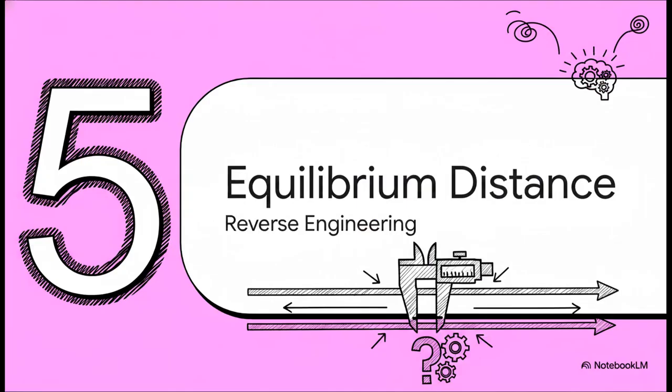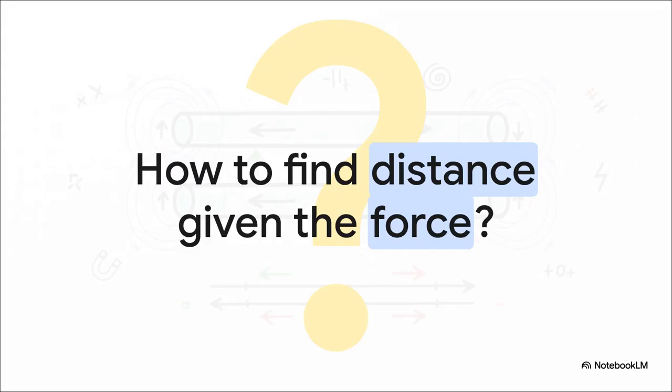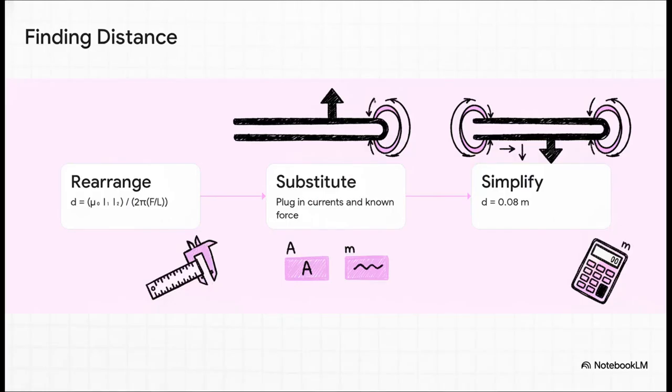Section 5, finding equilibrium distance. So what if we flip the whole scenario on its head? What's genuinely cool about this formula is its algebraic flexibility. If we already know the exact force the wires are pushing or pulling with, we can totally reverse engineer the math to figure out exactly how far apart they must be. Let's try it. Say we have wires carrying 8 amps and 12 amps in opposite directions, and we already know they're experiencing a repulsive force of 2.4 times 10 to the negative 4 newtons per meter.